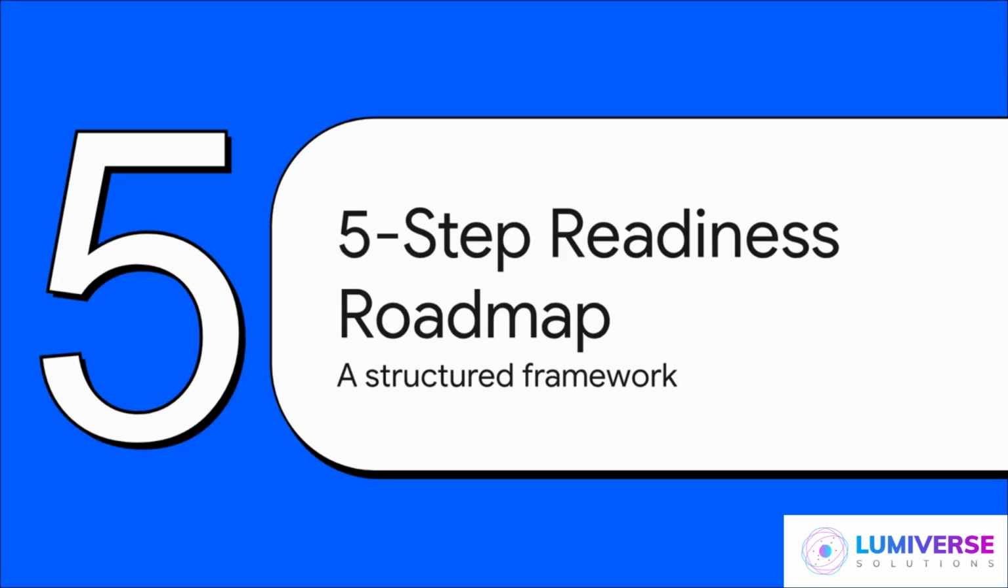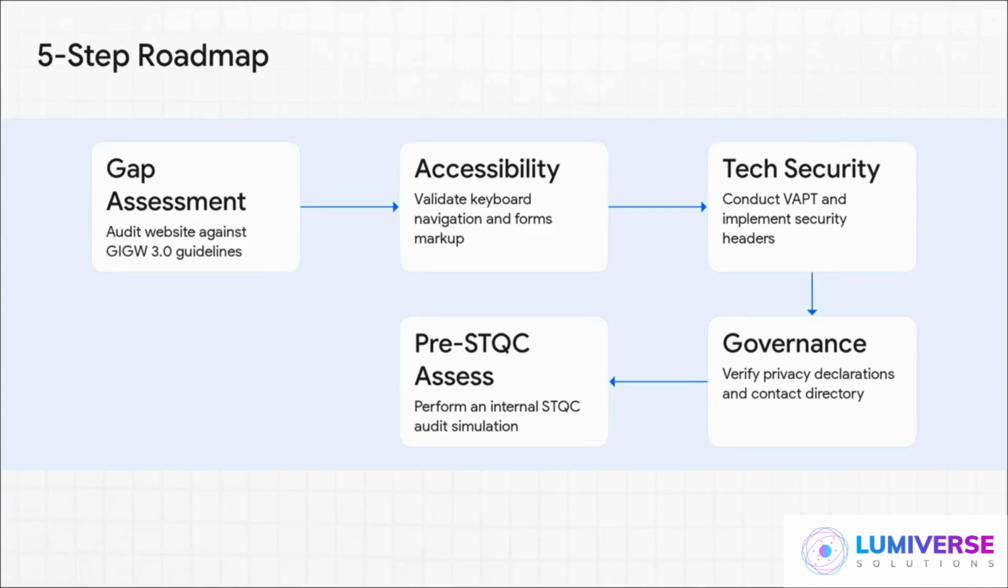Section 5. The 5-Step Readiness Roadmap. This is your structured framework. So the crucial point is this specific 5-step GIGW readiness framework. If you implement this systematically, you will resolve those gaps. Step 1. Perform a comprehensive gap assessment against GIGW 3.0. Step 2. Validate your accessibility controls.